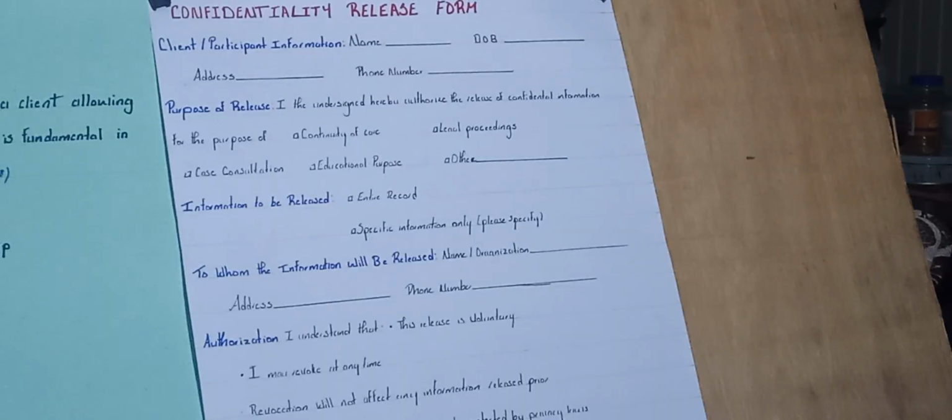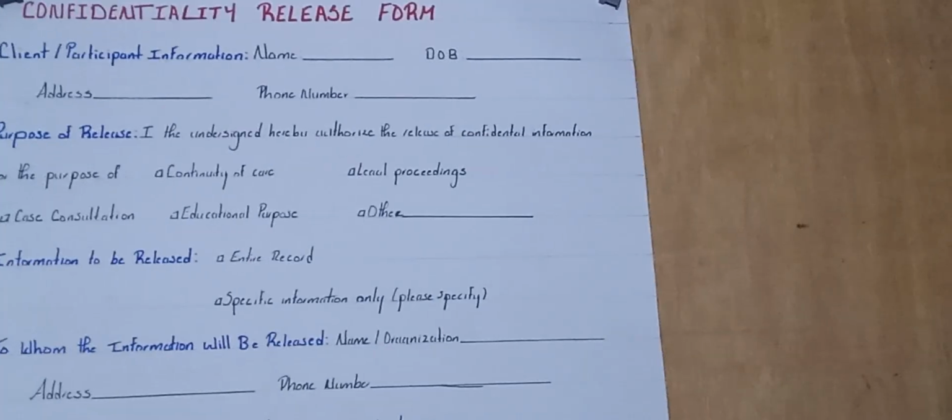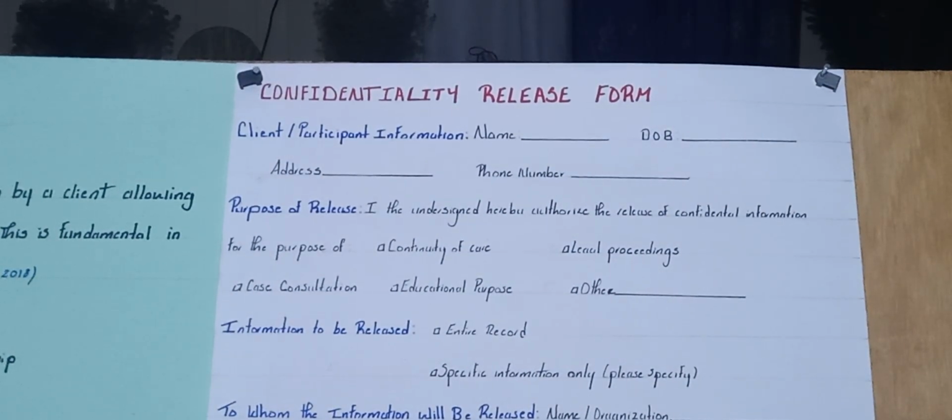Now, let me take you over to the elements that comprise the confidentiality form. So here, if I take you closer, you will note that the confidentiality form has several components, as I mentioned earlier. So these are the components of the confidentiality form, and I'll take you through them gracefully.